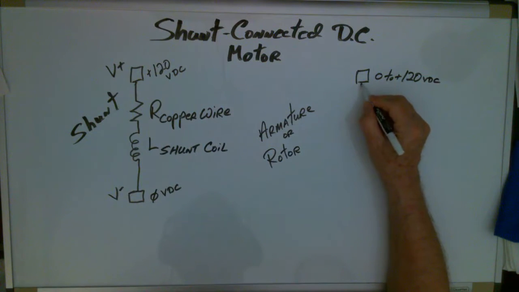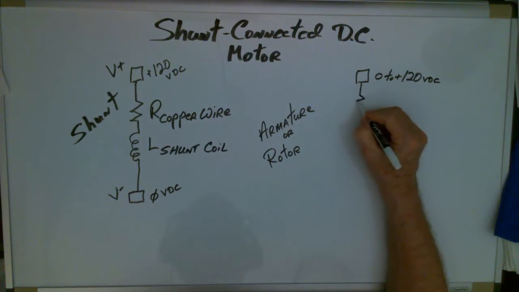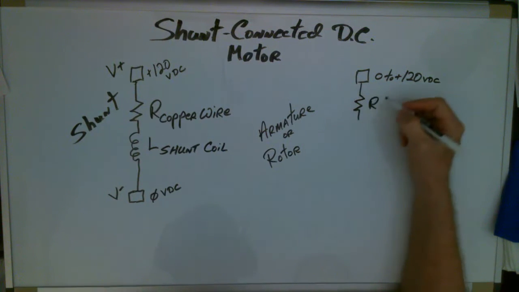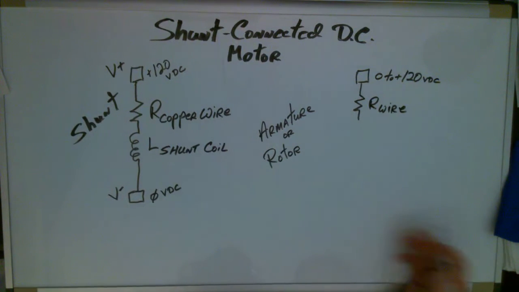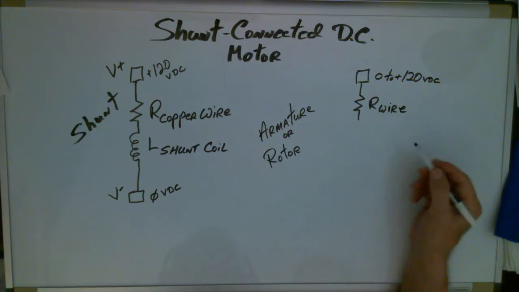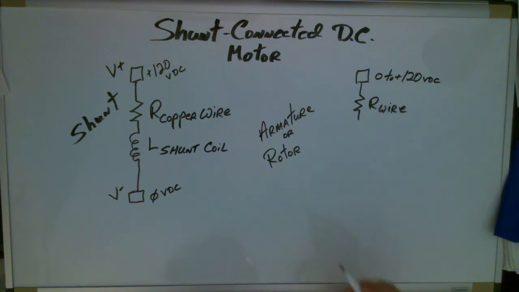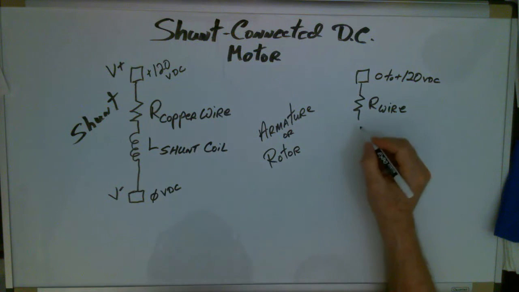We have the resistance of the wire in the rotor. Now we can combine that with the brushes and make things simple. I'll tell you what we'll do. Let's play around with this a little bit. Let's take a look at it, and we'll come back to that.